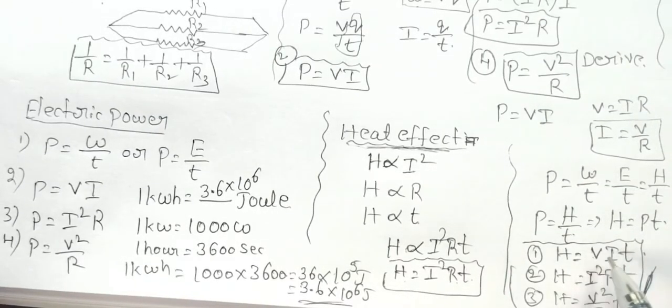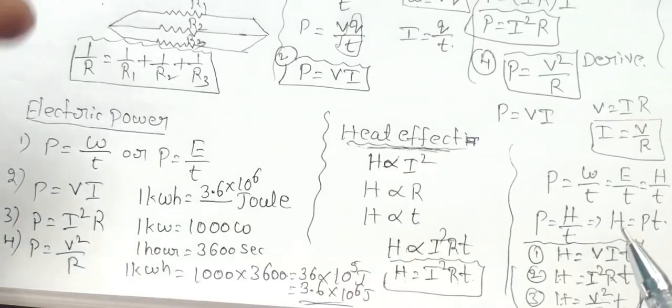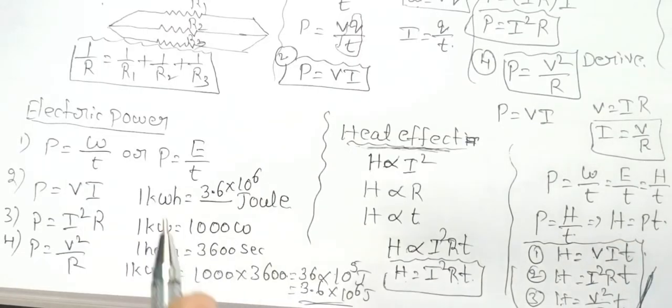H is equal to VIT. H is equal to I square RT. H is equal to V square by R into T. In this, they will give numericals. We can do any numerical from these formulas. Those who are preparing for 10th board, these formulas, if you see them one time, any numerical in physics we can do. Okay.